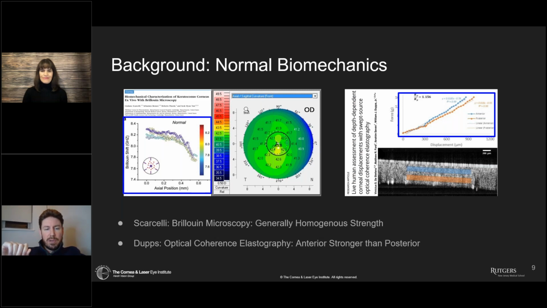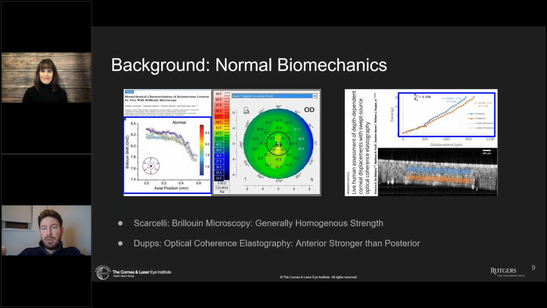Now, Dupps' work uses optical coherence elastography. This involves putting a little force on the cornea, recording an OCT of the cornea, and watching the deformation of the cornea. You can watch the movement of the keratocytes to infer the strength of the cornea in the front and back of the cornea.